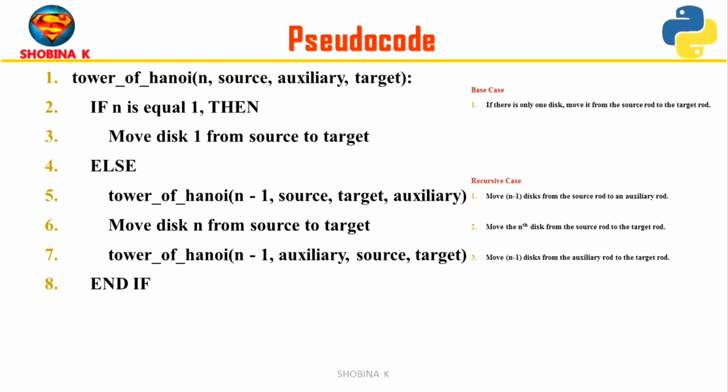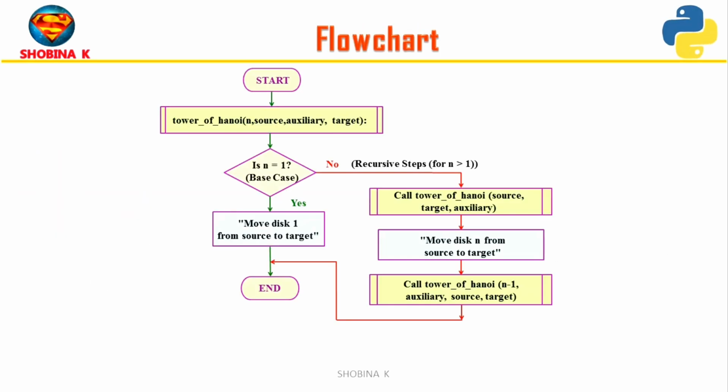Line 7 is another recursive call, which will move n-1 disk from the auxiliary peg to the target peg. This step corresponds to step 3 in the Tower of Hanoi algorithm. Now let's understand the flowchart for Tower of Hanoi problem. The flowchart starts with start symbol, and then we have a function definition block in which we define a function and its parameters. At start, we check if the number of disks denoted as n is equal to 1.